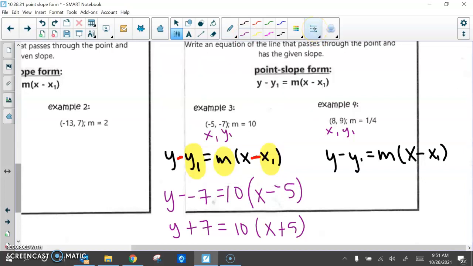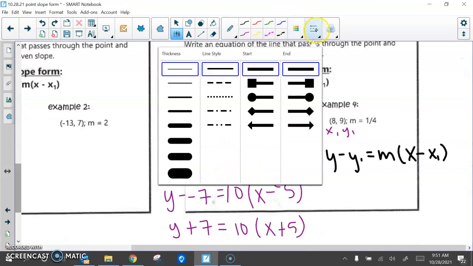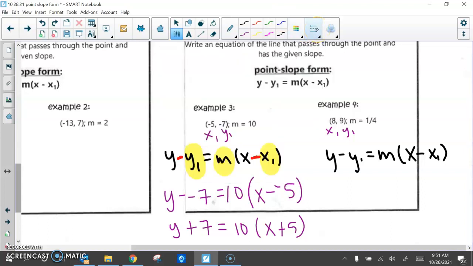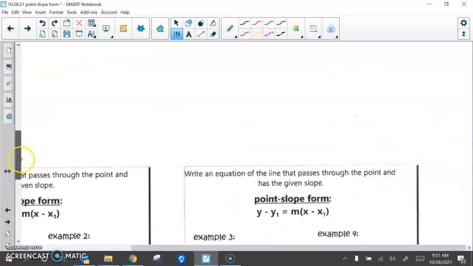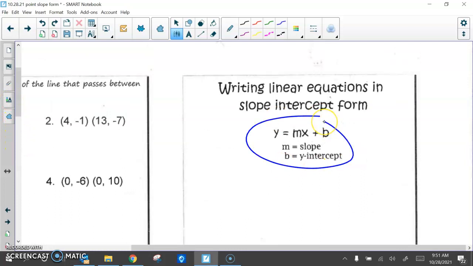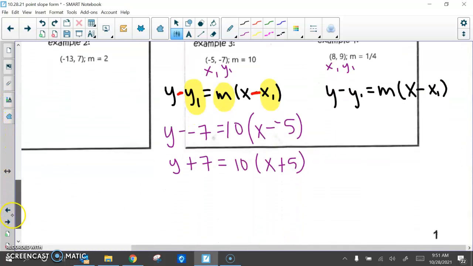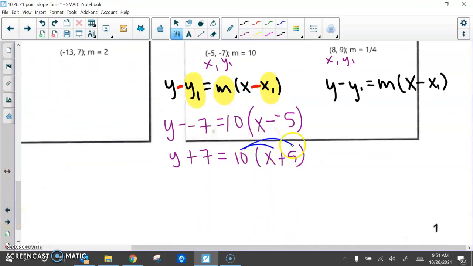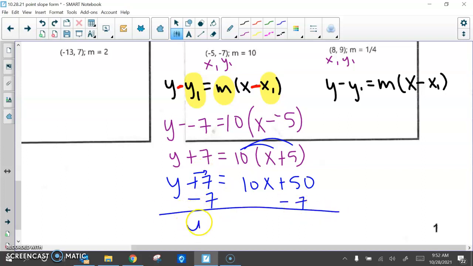Okay, once I've done that, my next step is to go ahead and distribute because I need to get y by itself. Remember, we're always going back to y equals mx plus b. So I have to distribute. And then my last step is to move this 7 to the right side by subtracting 7. And that's my final answer.